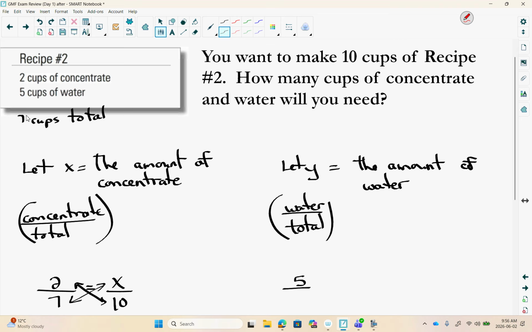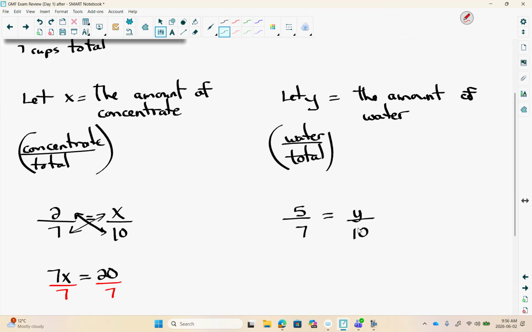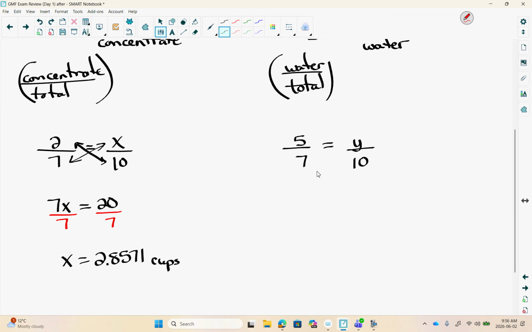5 goes on top of how many total cups? I'm looking for the amount of water it would take to make 10 cups total. This number should be bigger than 5. Why? Because I'm making more of the total recipe. Cross multiply. 7y equals 50. Divide both sides by 7. And you end up with y equals 7.1429. And that's cups of water.